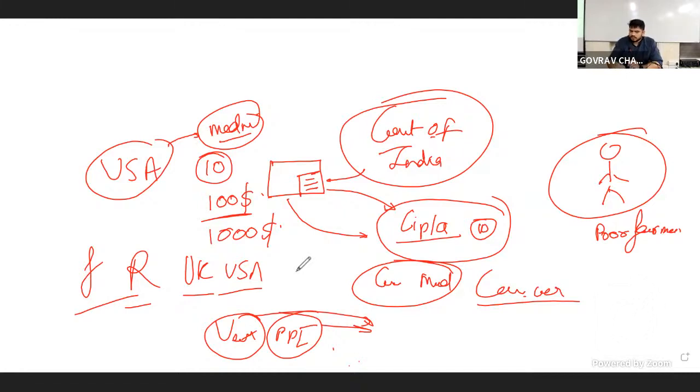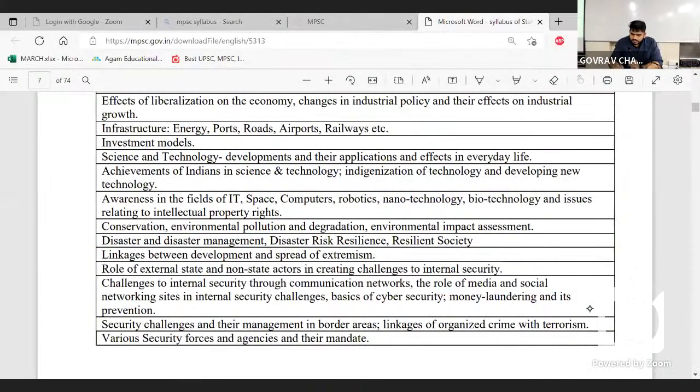Okay, so this was the first part about the syllabus. Just a minute, we'll go back. So what have we discussed? Yeah, so development. What do you mean by development? We have discussed application and effects in our day-to-day life. If there is a change in any technology, how would it impact our life?